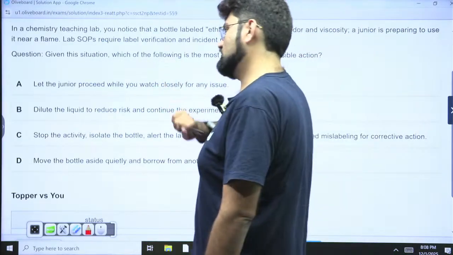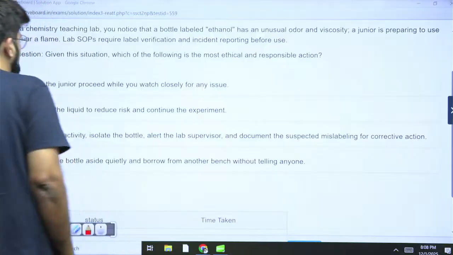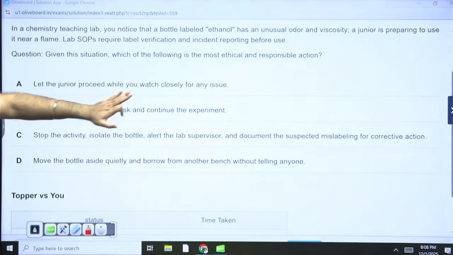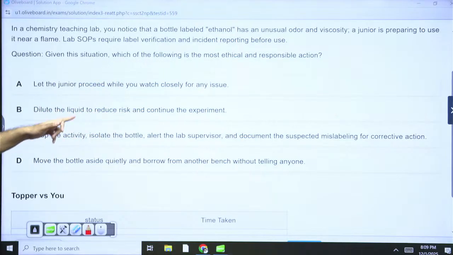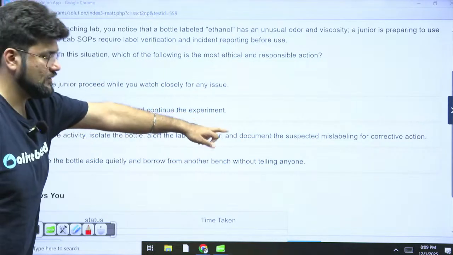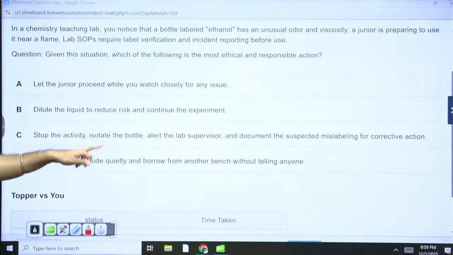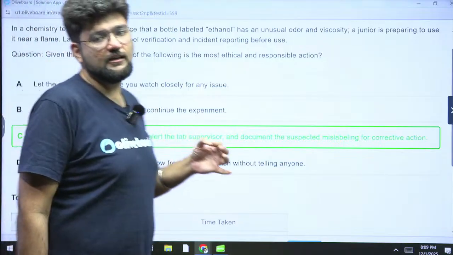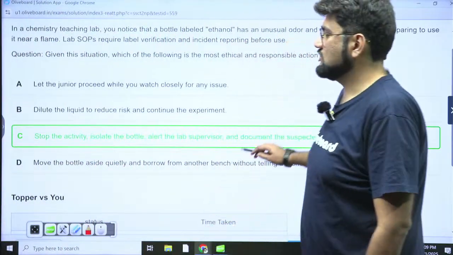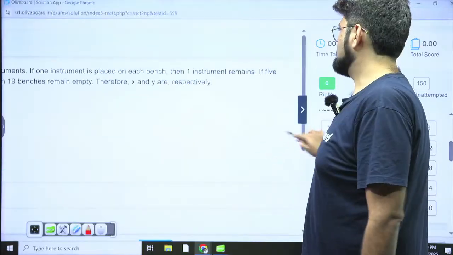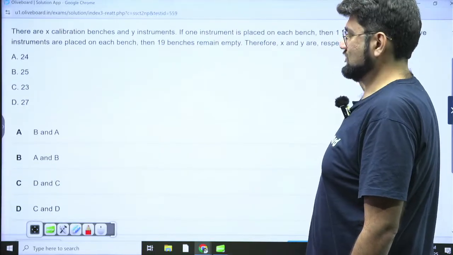Let the junior proceed, please. No, not at all. His life is in danger and human life is of utmost importance. Dilute the liquid to reduce risk and continue the experiment. It may still be dangerous. Stop the activity, isolate the bottle, alert the lab supervisor and document the suspected mislabeling for corrective action. Move the bottle aside quietly and borrow from. Never attempt anything quietly apart from feedback and criticism. So I think option C is a very easy answer here. 27 seconds. Decent. Next. Oh, this is a good question.